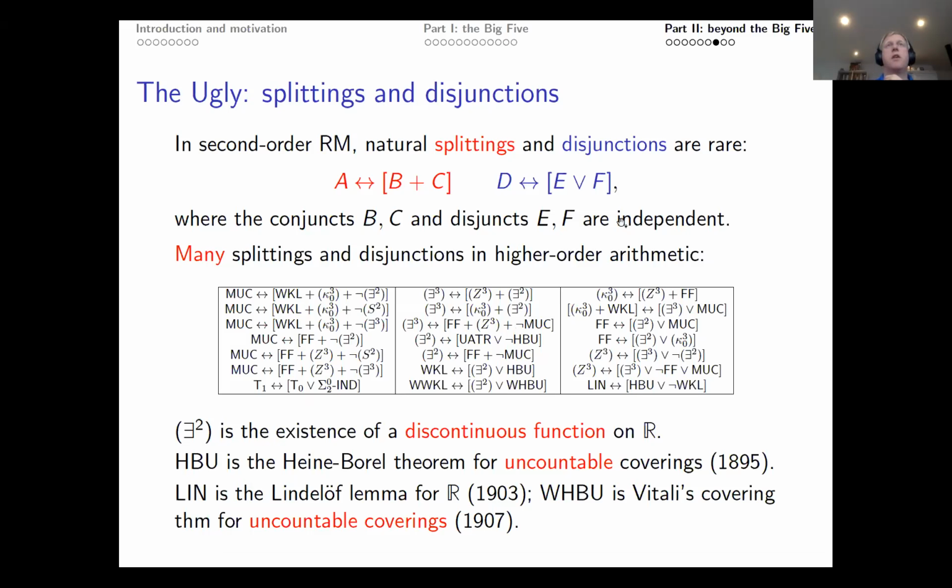So these things are rare, but they're not rare in higher order arithmetic. And this is exactly when we start using discontinuous functions, then we get a lot of these splittings and disjunctions.